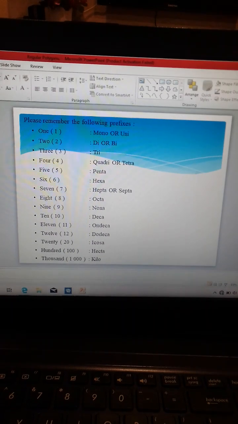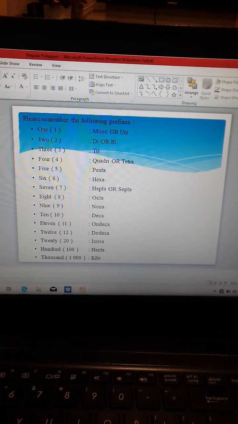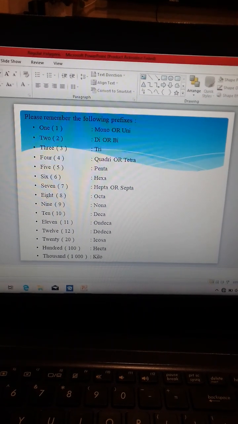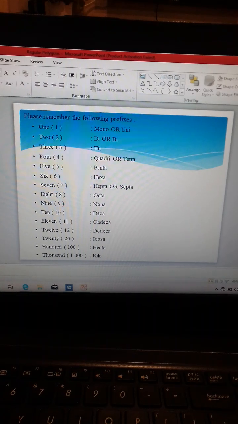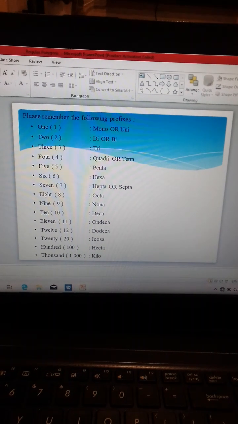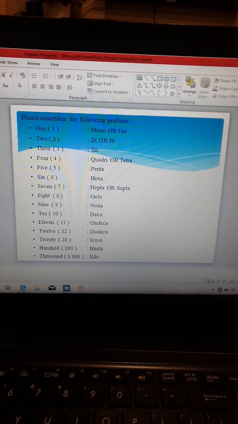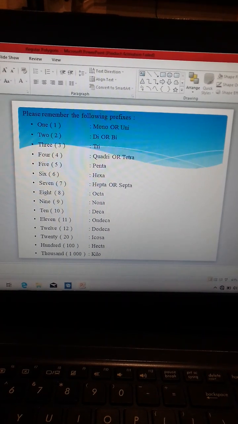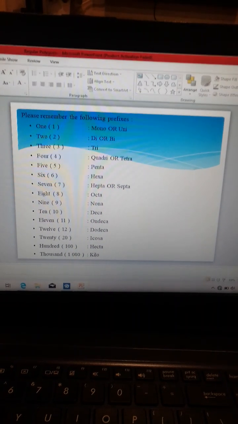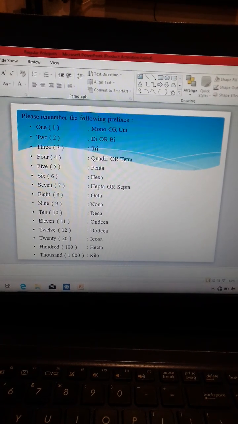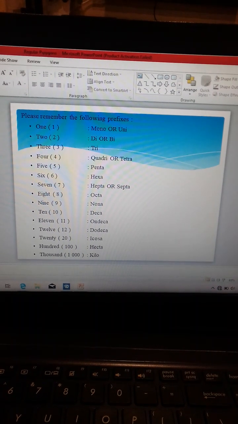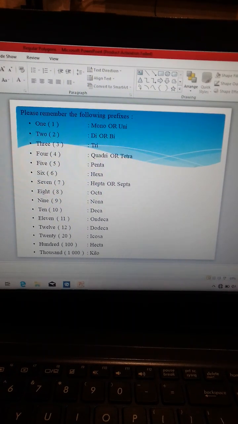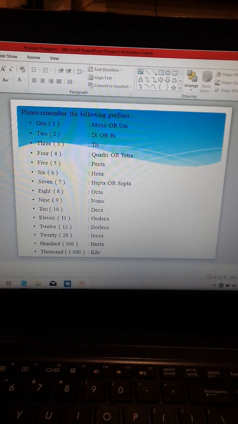So please remember the following prefixes. For 1, it's mono or uni. For 2, it's di or bi. For 3, it's tri. Please note that a triangle may sometimes be called a trigon. For 4, it's quadri or tetra. So quadrilaterals may sometimes be called tetragons. For 5, it's penta. For 6, it's hexa. For 7, it's hepta or septa. For 8, it's octa. For 9, it's nona.